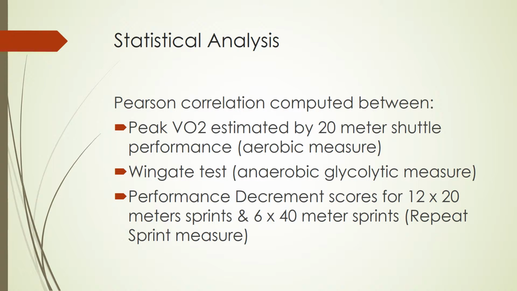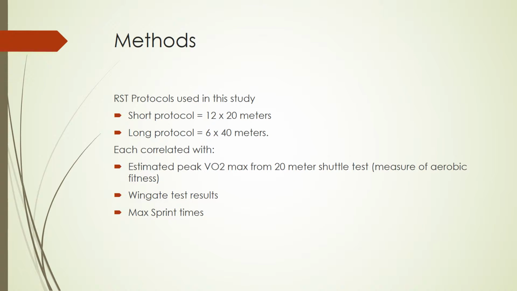So the statistical analysis that was used on these variables was Pearson correlation, and that was computed between peak VO2 max, Wingate, and performance decrement scores for a repeat sprint protocol of 12 by 20 meters, and then a repeat sprint protocol of 6 by 40 meters. So Pearson correlation was run between all of those measures, and we're going to look at what they found when they did that.